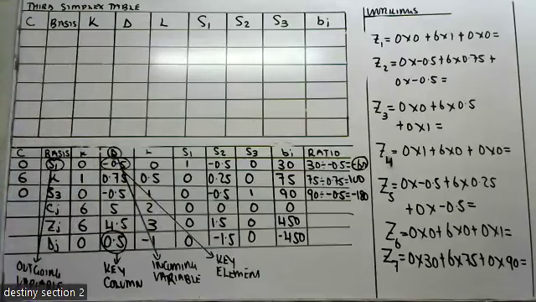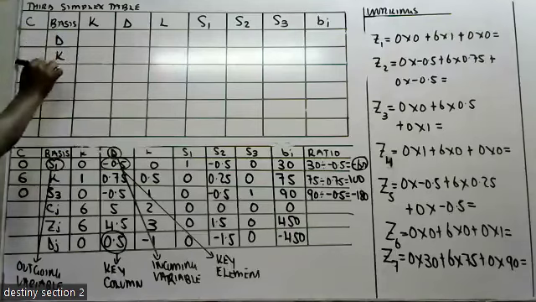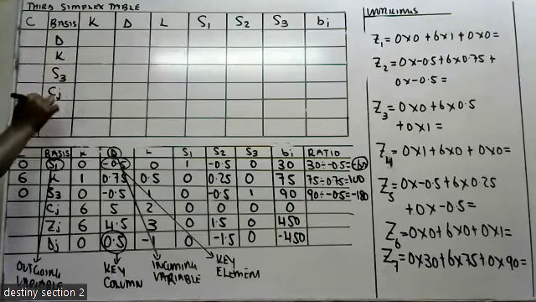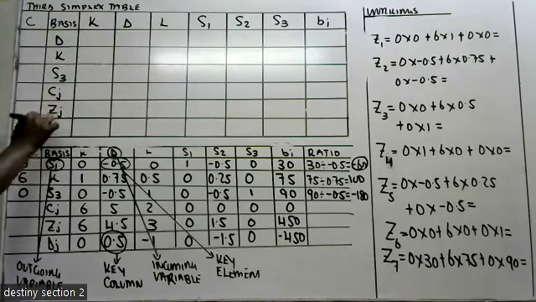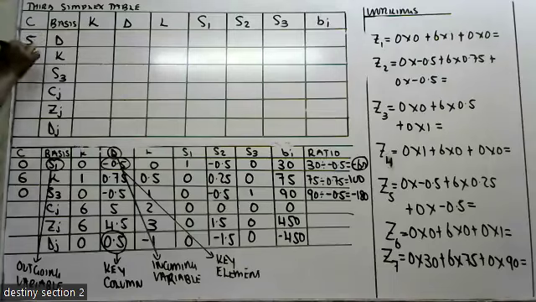Then as you have said, this S1 must now be replaced by D. So we have D here, we have K, and we have S3. Then we have CJ, ZJ, and DJ. The contribution margins for D is 5, this is 6, this is 3.